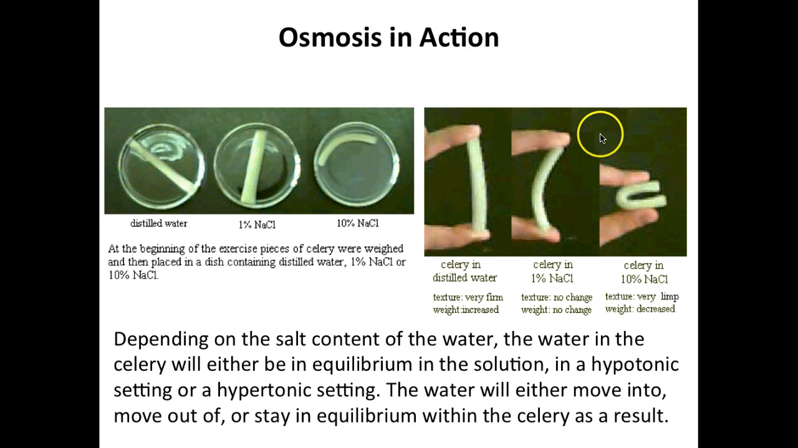In the 1% salt solution, that's about the same as the natural condition for celery. It stays pretty much the same. There's no change in texture, and water is not going in, so there's no change in weight. But in a 10% salt solution, the water goes rushing out of the celery. It becomes wilted and withered, and the weight decreases.